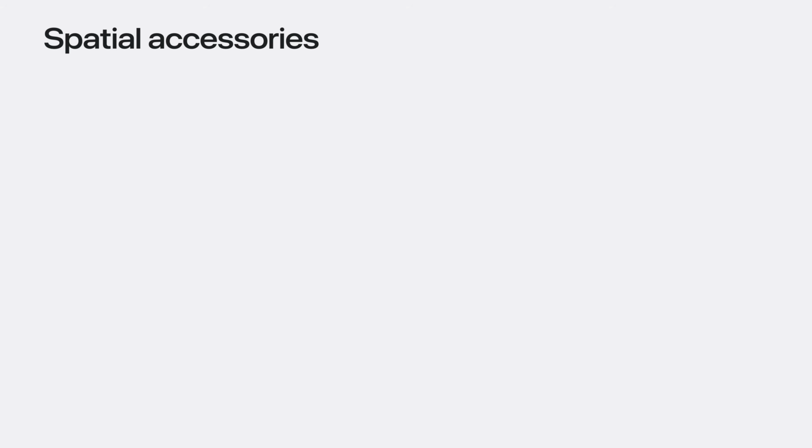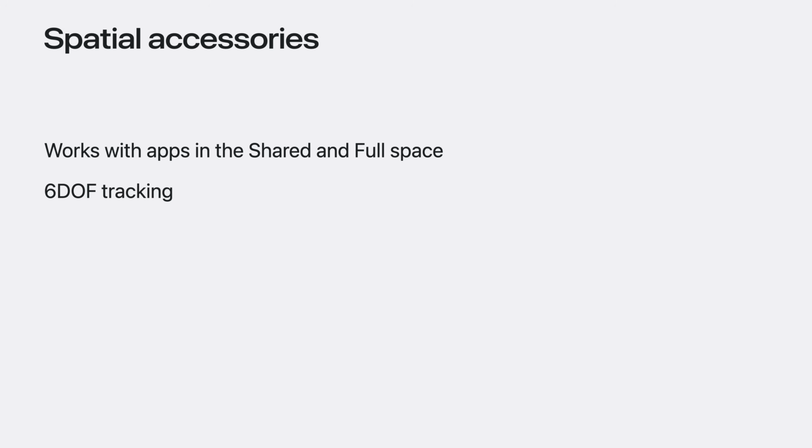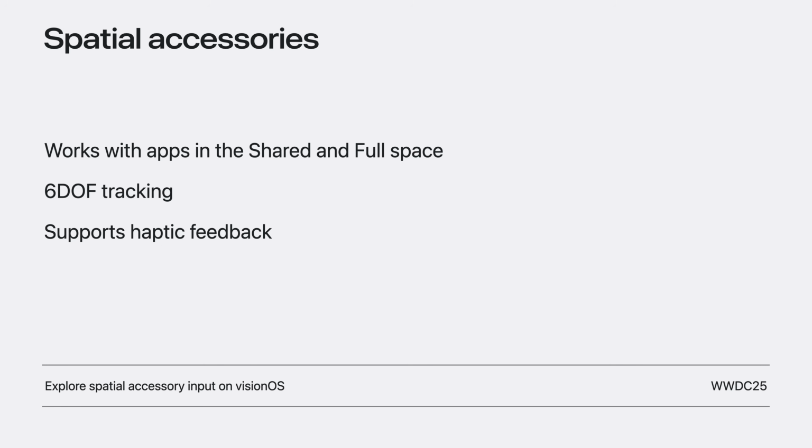Let's begin. RealityKit is adding support for tracking spatial accessories that allow you to interact with your apps in both shared space and full space. You can track spatial accessories in 6 degrees of freedom, and they also support haptics to enhance the interactions in your apps and games. To learn more about how to add spatial accessory input to your apps, watch the Explore Spatial Accessory Input on visionOS session.